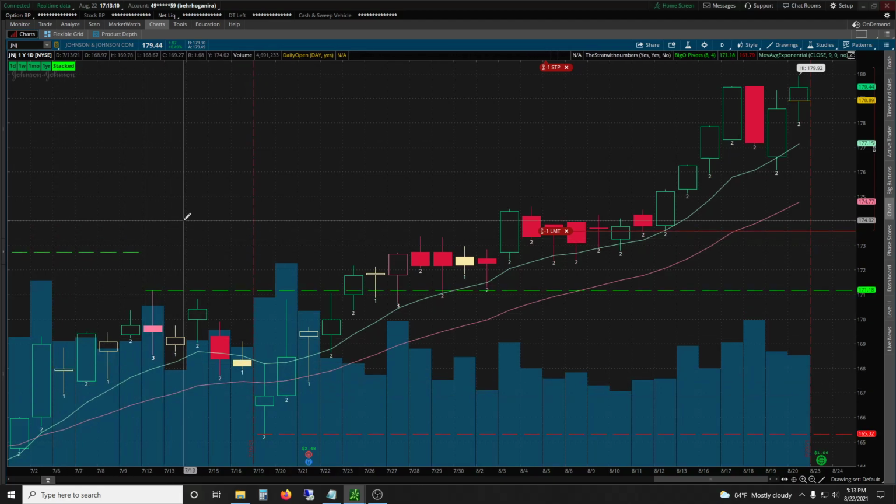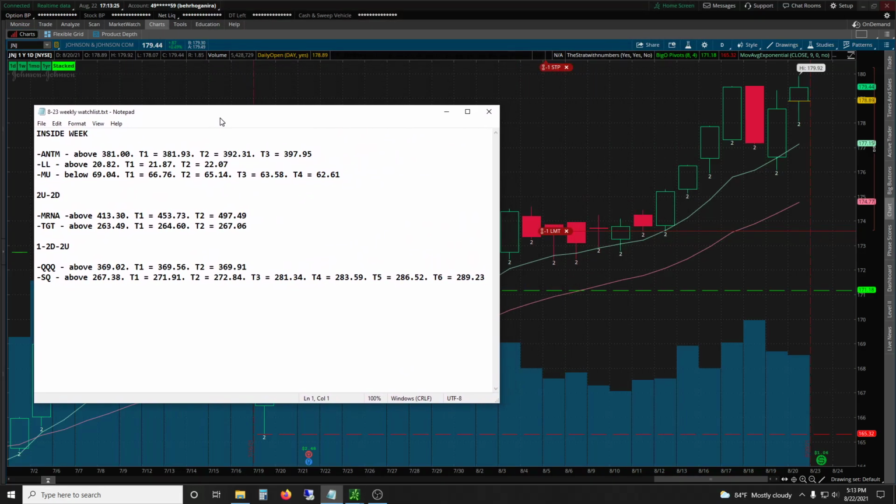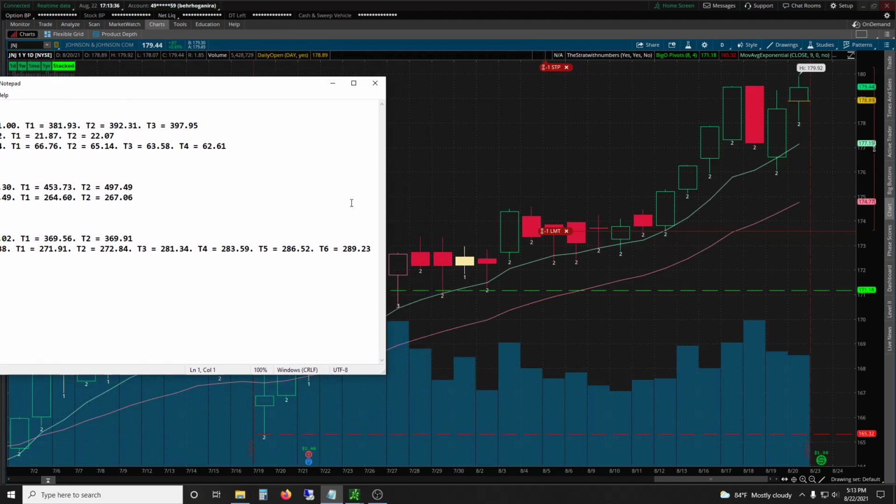I love trading off inside candles. Most of my videos, my weekly videos, talk about inside candles. This week, there wasn't much to choose from on inside candles. So here's an example. I'll show you what my watch list is for this week. Inside weeks, I didn't have a lot that I liked. Here's the 1, 2, 2s, which is what I just showed you right here.